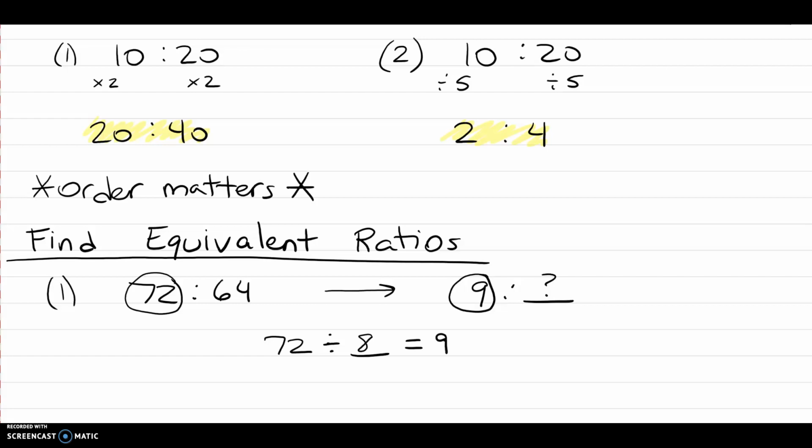So whatever I do from the first number, I have to do from the second number. So that means I also have to divide 64 by 8. So 64 divided by 8 is 8. So that means that my equivalent value here has to be an 8. So 72 to 64 is equivalent to 9 to 8. So when you're trying to find equivalent ratios, remember you're just looking at dividing or multiplying the same number on both sides to get to the equivalent number. Let's try some practice problems.